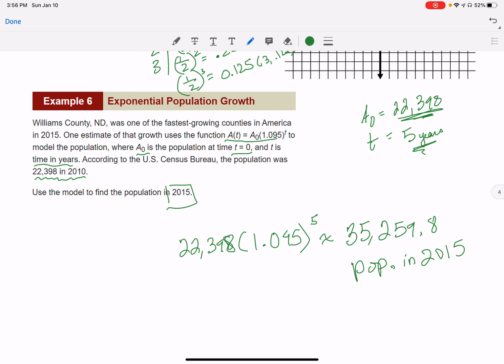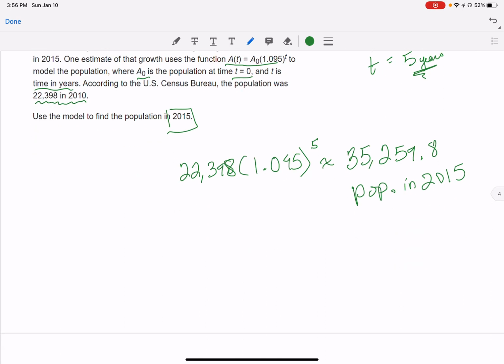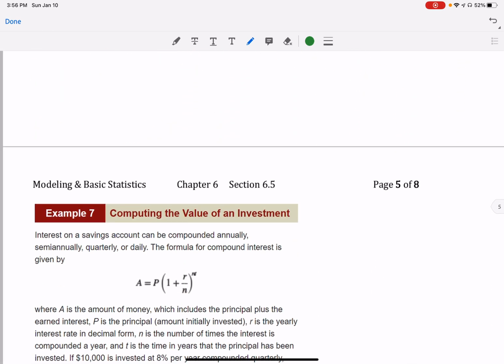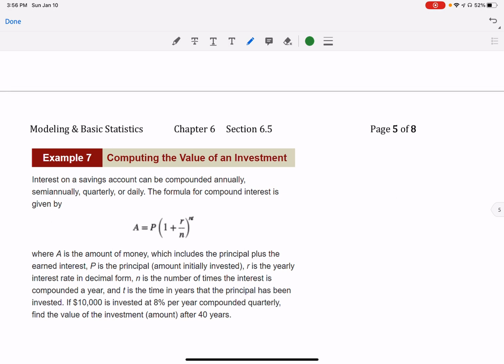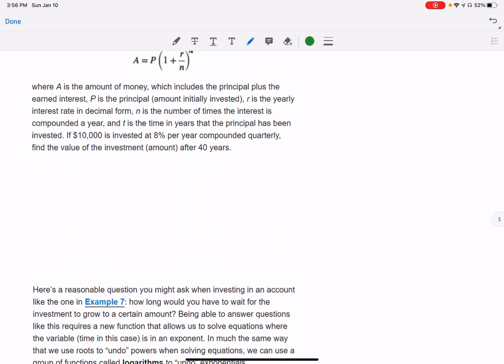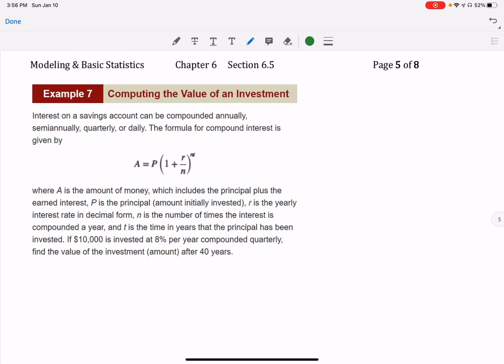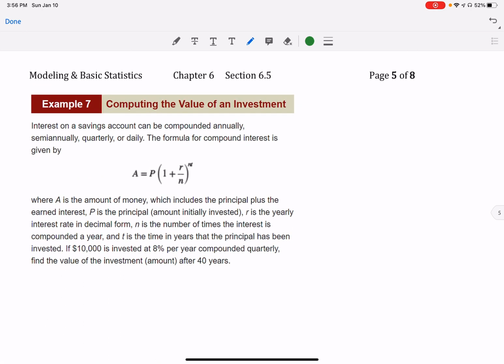Okay. All right. Next up, we are moving into money, just slightly. Computing the value of an investment. Hold on, it's going too fast. Okay. All right, so we are going to talk about interest. Interest on a savings account can be compounded annually, semi-annually, quarterly, or daily. Just to kind of put it out there what this means.